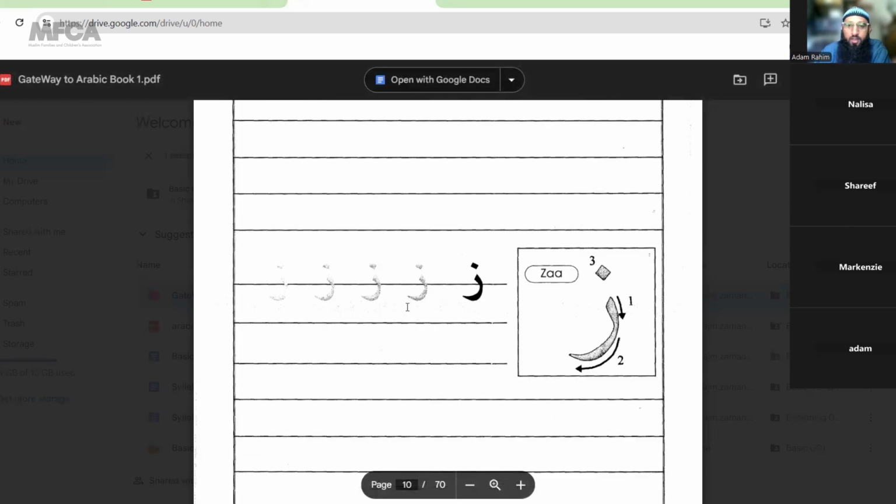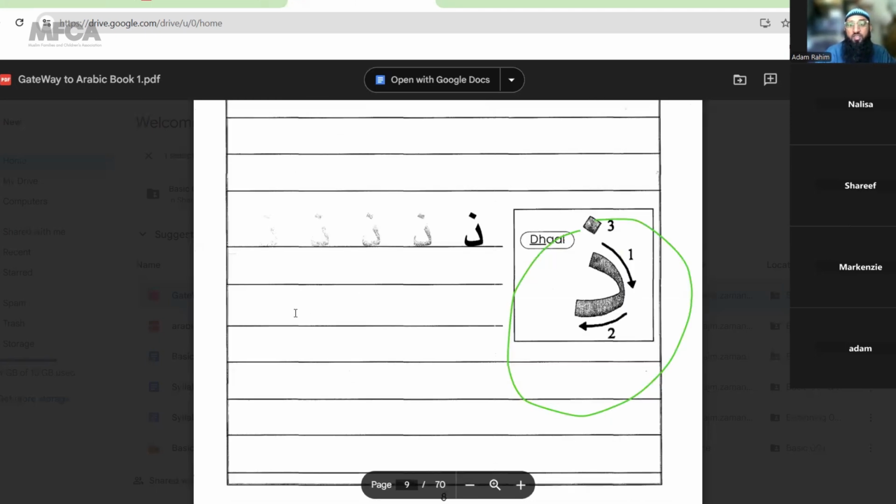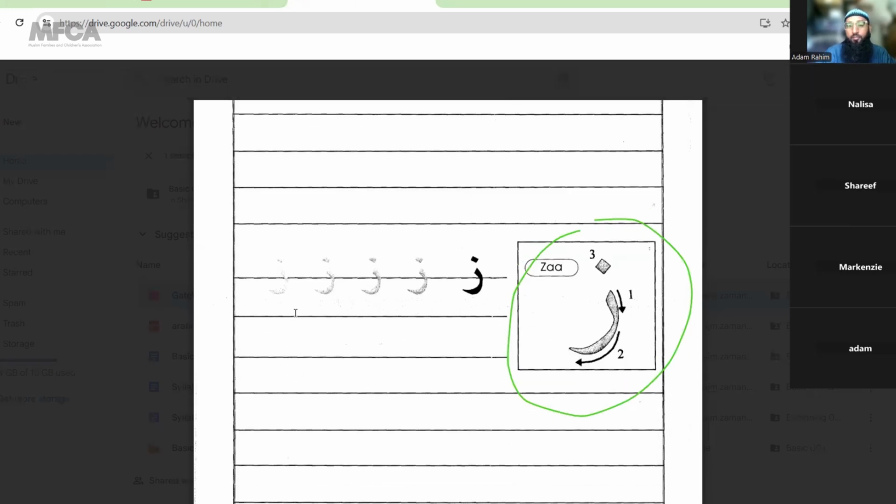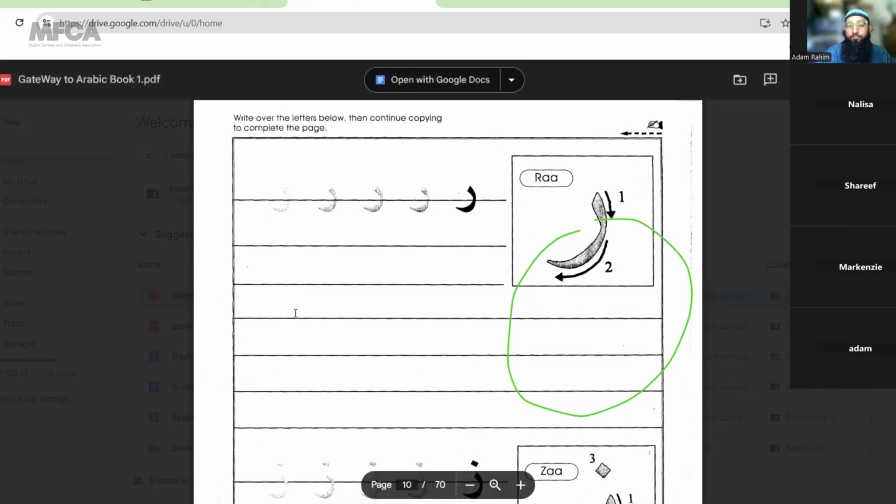And lastly, we're going to take this letter today, which is written the same as the letter ra. The difference is that it has a single dot placed on top of it. Now, I want you guys to pay attention. Students typically sometimes mix the two letters up, between this letter that we're going to take right now and the letter zal.